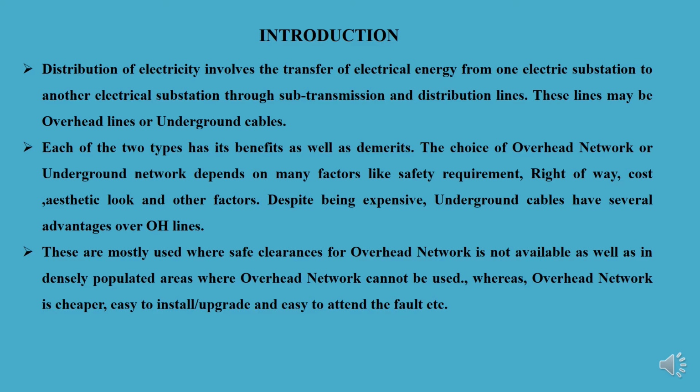These are mostly used where safe clearance for an overhead network is not available, as well as in densely populated areas where an overhead network cannot be used, whereas an overhead network is cheaper, easy to install, upgrade, and easy to attend to faults. Means in any fault, or any installation process, or any upgrade, right? So in that case we can consider the overhead network good. But if safe clearance is not available, then we have to install or operate the underground cable system, right?